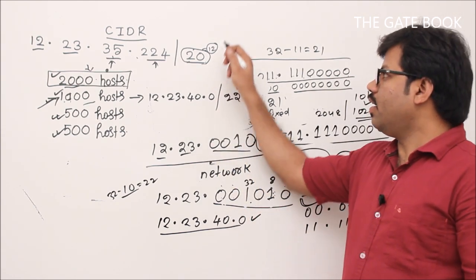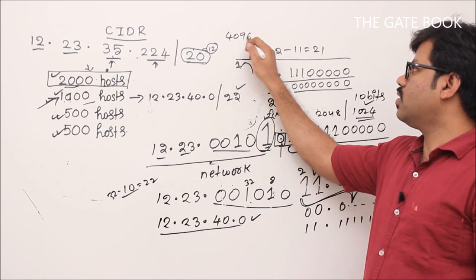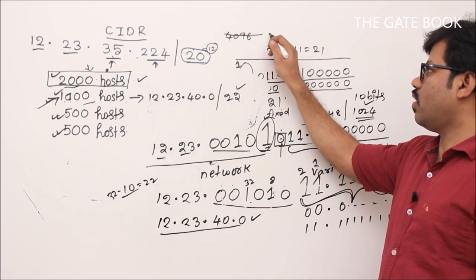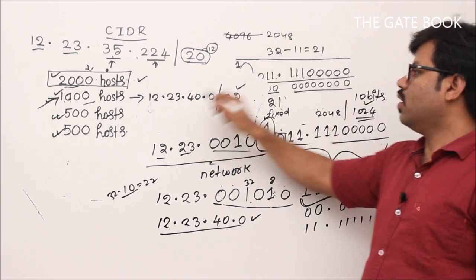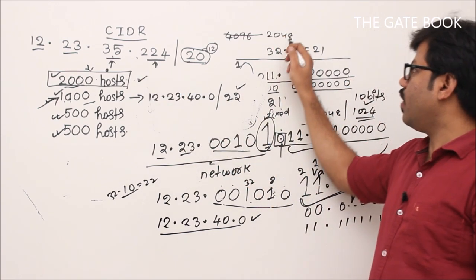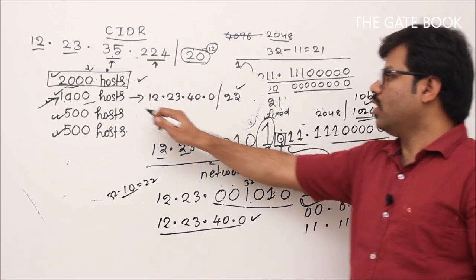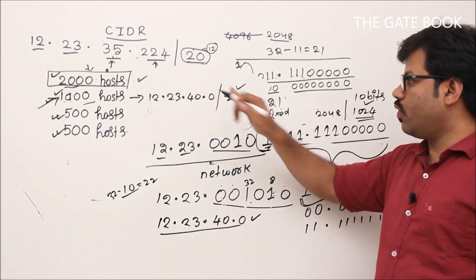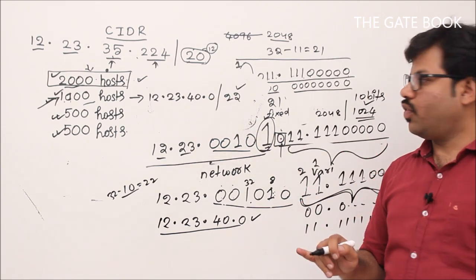Now we still have 1024 addresses which we have not used. Remember, we had 4096 addresses. Among them we gave 2048 addresses to this network. Then still we had 2048. Out of that, just now we gave 1024, right? Then we still have 1024 addresses.